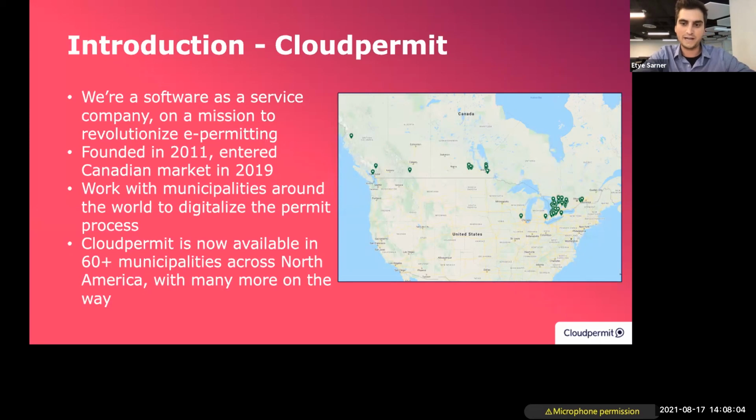If you have a Cloud Permit account, and let's say you submit applications both in Vancouver and in Toronto, Ontario, you can use that one Cloud Permit account to apply for permits in those municipalities that work with Cloud Permit. The green dots represent the municipalities that currently accept permits digitally using Cloud Permit.